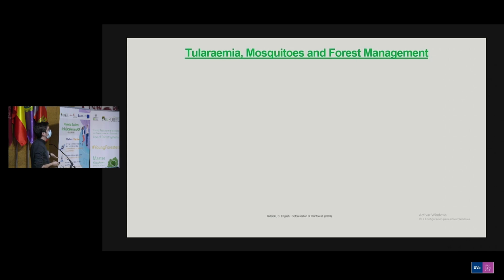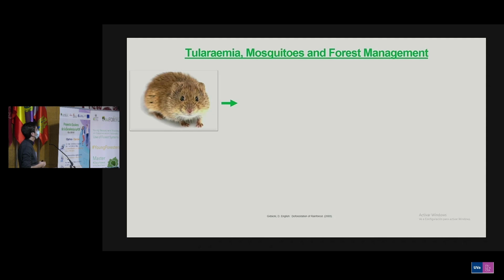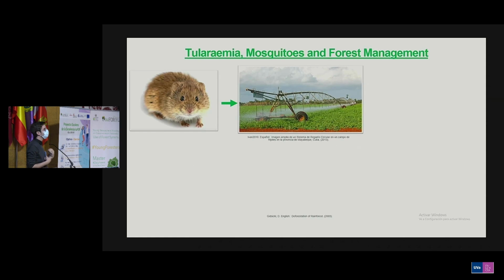So, to put one example, we know that one of the main drivers of the disease is the common vole. And the common vole is really common and has increased in the last years in Tierra de Campos. And this is probably due to the increase of the use of the land and the use of plants that need water to be grown. So there is an intensification of the terrain, so that leads to an increase in the disease.